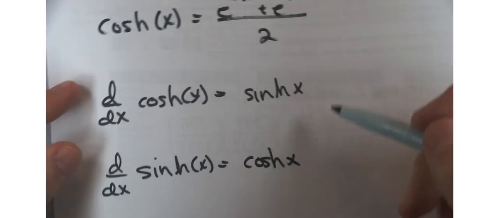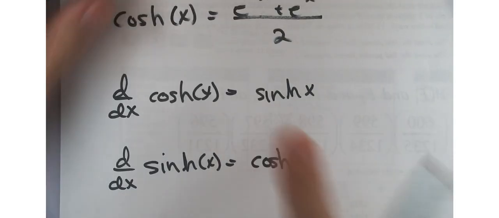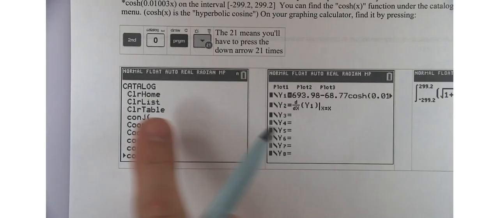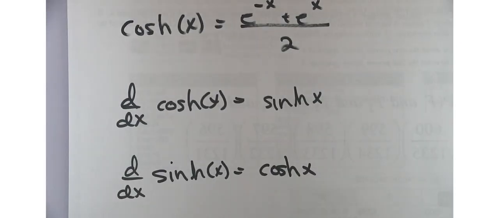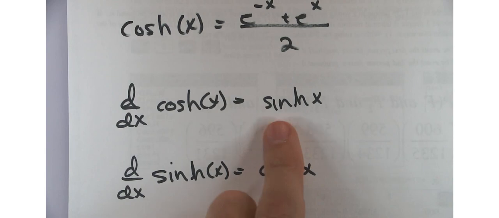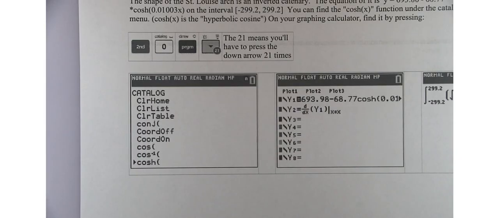Now, like I said, I'm not really going to hold you responsible for too much about these things. My goal here is to help you calculate the length of this arch using numerical integration. One quick thing: this is called cosh, and even though there's no c in there, a lot of times people call that sinh.